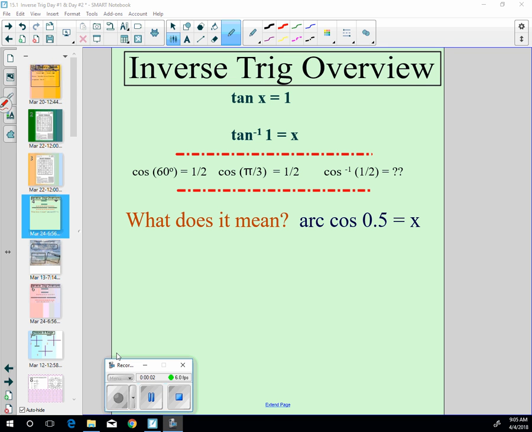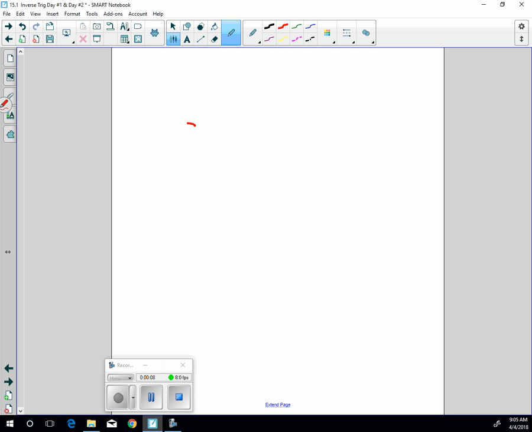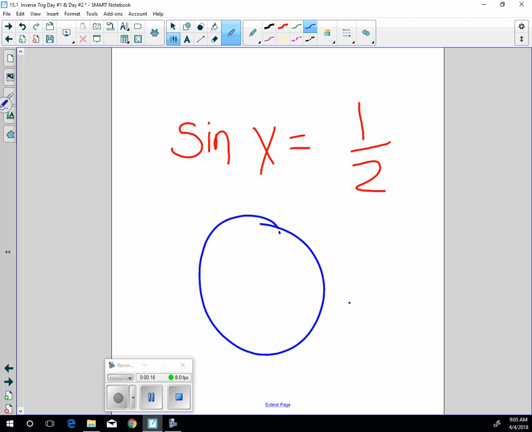We're looking at inverse trig, and I like to start with this. I'm going to start even simpler. The sine of x is equal to 1/2. Now, if I'm looking at a unit circle, when is the sine of x equal to 1/2?